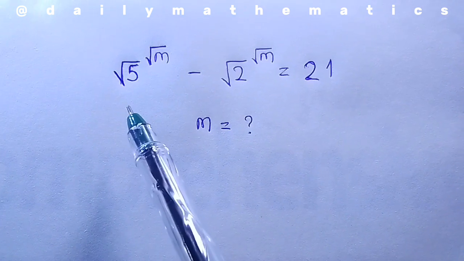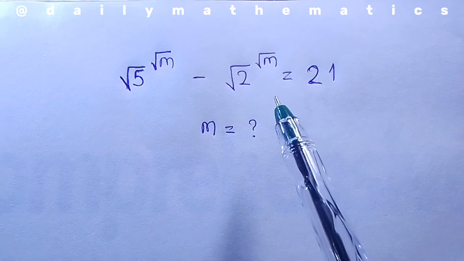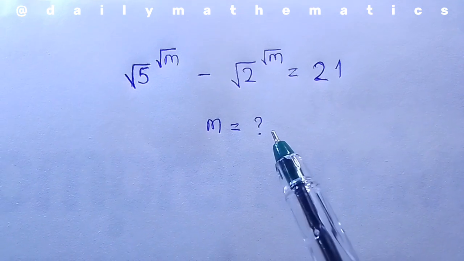Square root of 5 raised to the power of root m minus square root of 2 raised to the power of root m equals 21. Find m.